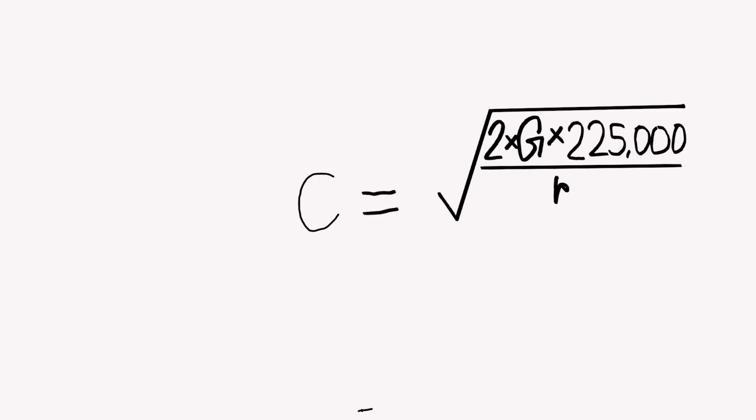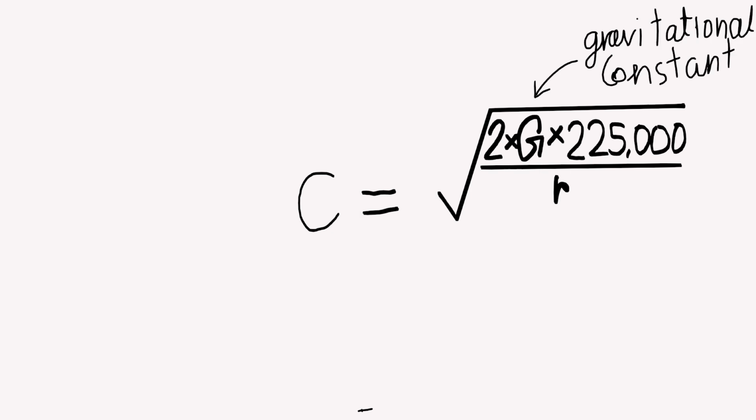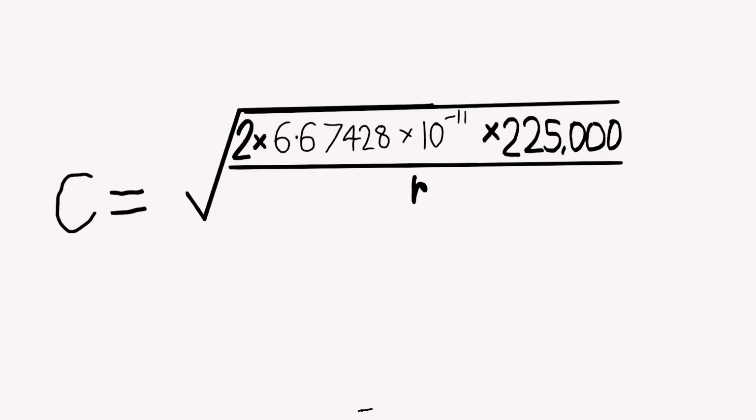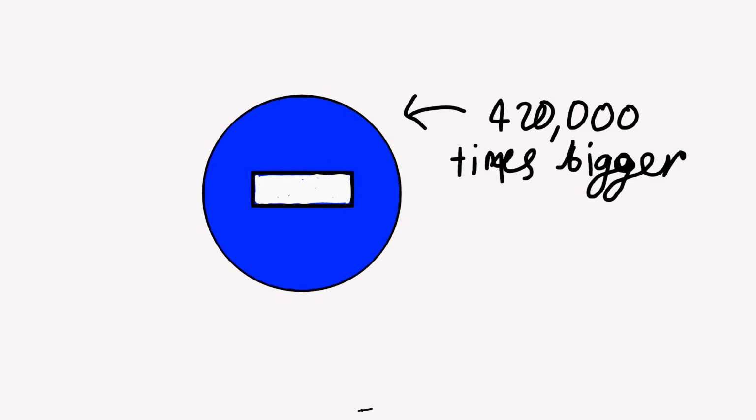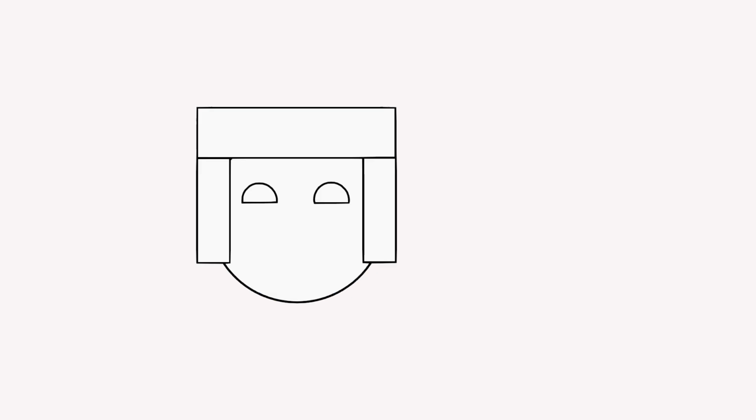So what do we get? Well, the G is known as the gravitational constant and it's approximately 6.67428 times 10 to the power of minus 11. Doing the math, we get a bit smaller than 600 yoctometers, which is about 420,000 times smaller than an electron. Well, that was just a foreshadowing to the enormous mass of black holes.